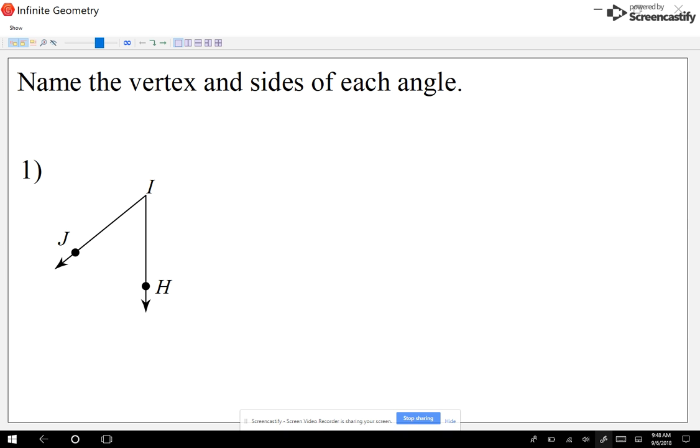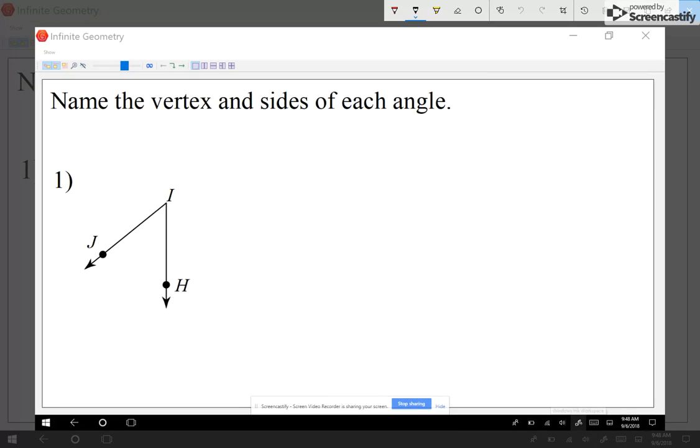All right. So starting here, the first thing we're going to see is name the vertex and the sides of each angle. This actually was on the last quiz, and it was missed a lot. Many people got confused on this one. Now, vertex starts with the letter V, which looks like a corner. So vertex, I'm asking which point. Oh, it's at the corner. So my vertex in this case is the point I.